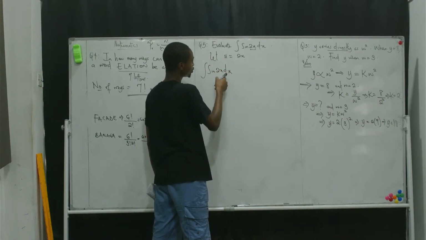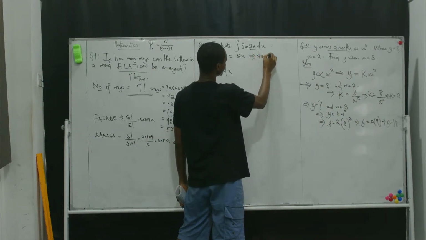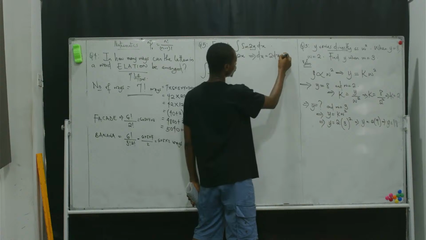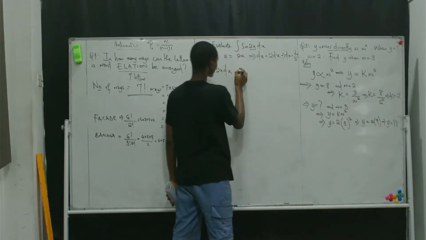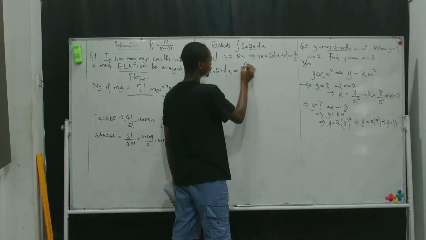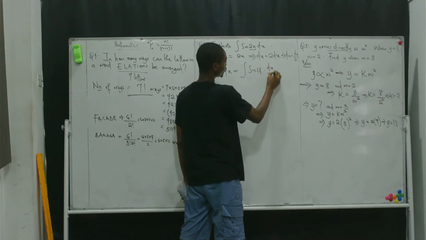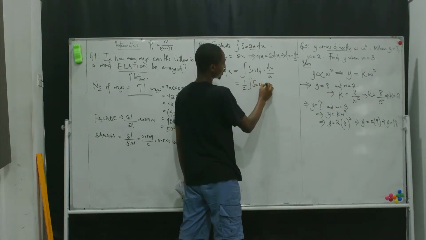Now, for this to change, I also need to find the value of dx, but then I know that du will be equal to 2 dx by differentiating both sides. So it means that dx will be equal to du over 2. So if I substitute all of this here, I'll have integral of sine u, then dx will be du over 2. So this becomes 1 over 2 the integral of sine u du.